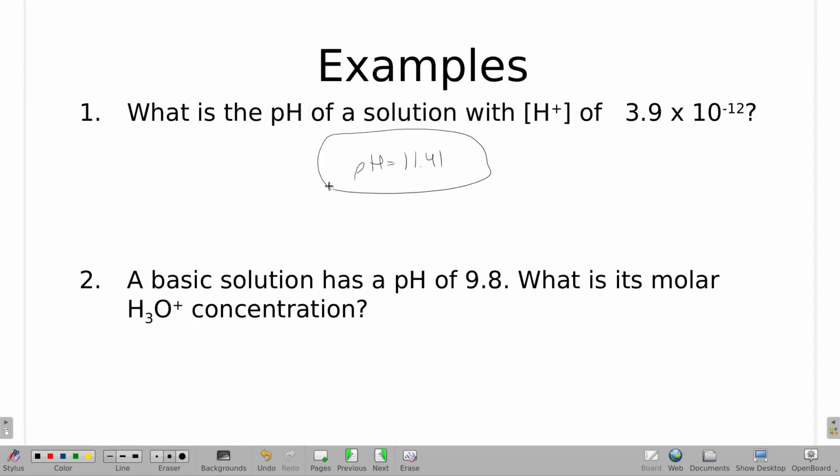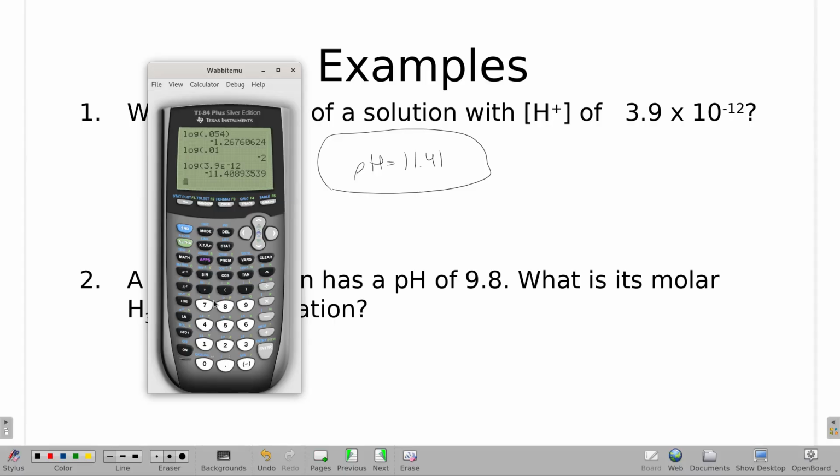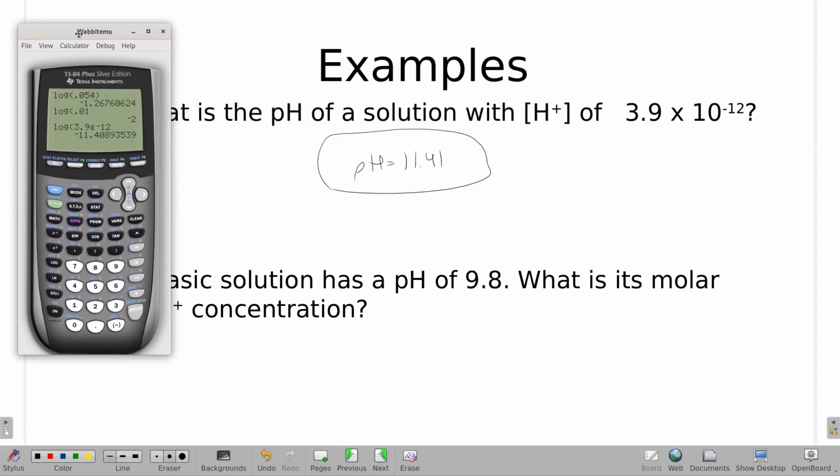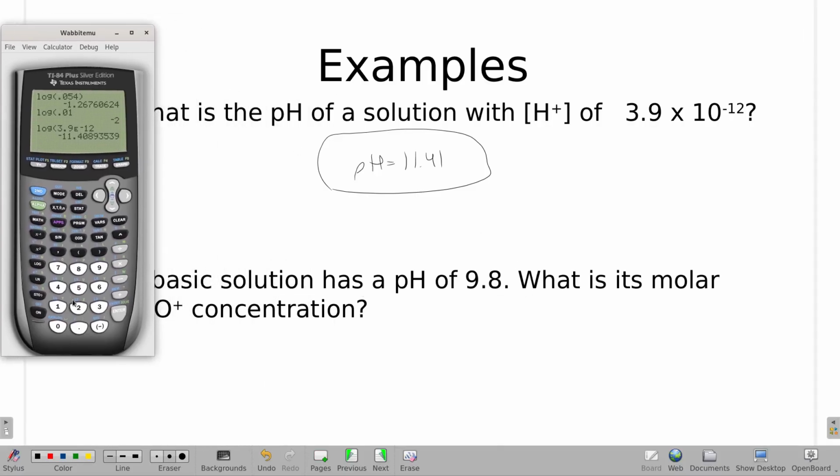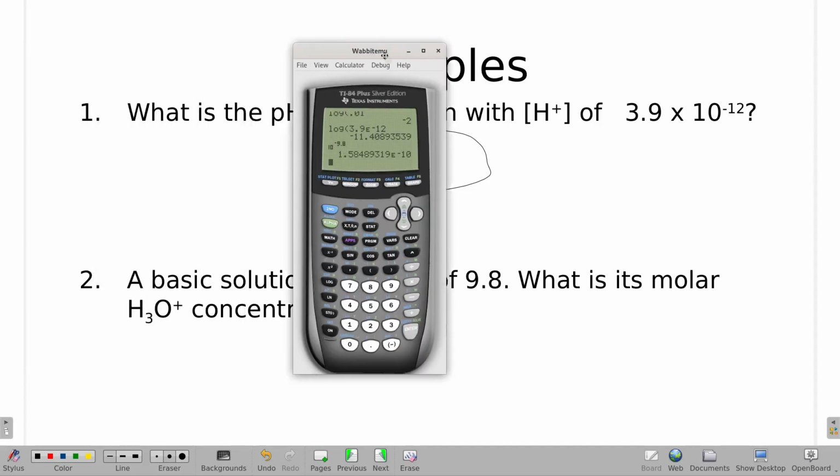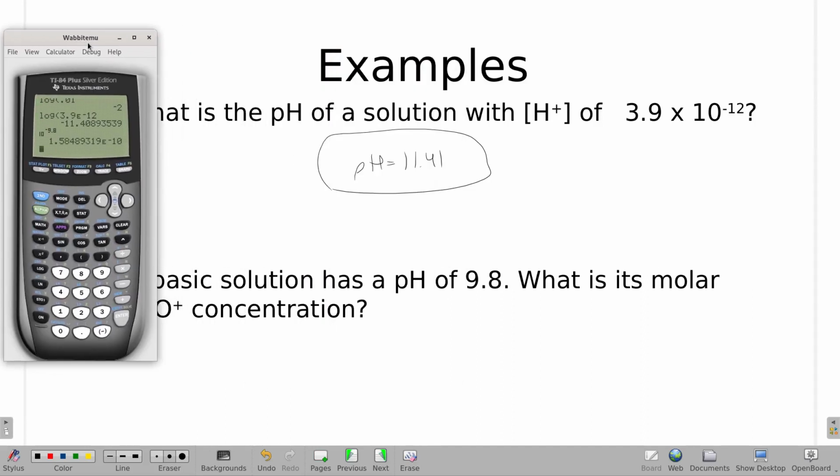And the next one: a basic solution has a pH of 9.8. What's its molar H3O plus concentration? Alright, I'm going to work backwards here because I give you a pH. So inverse log and put in negative 9.8 gives me an H3O plus concentration, which is what we want, of 1.58 times 10 to the negative 10th.